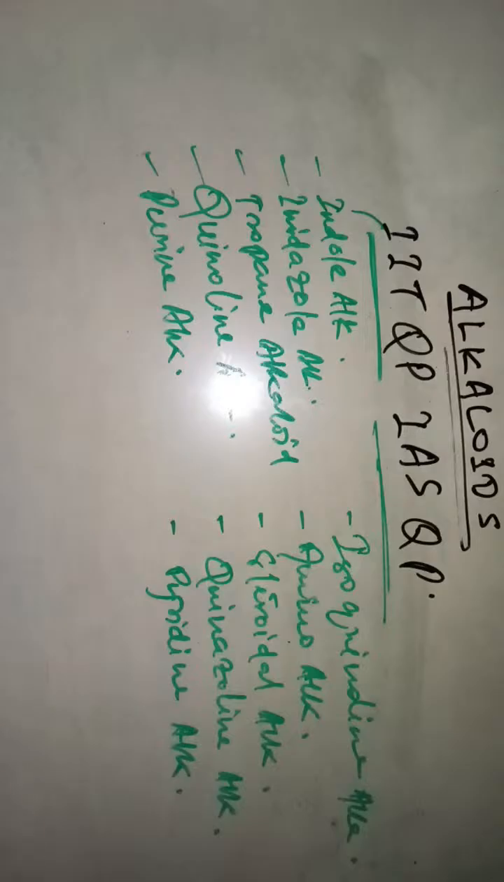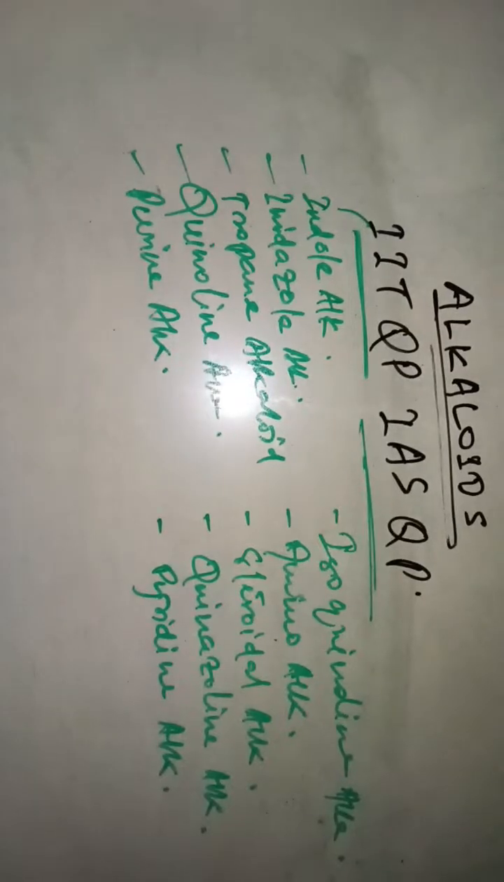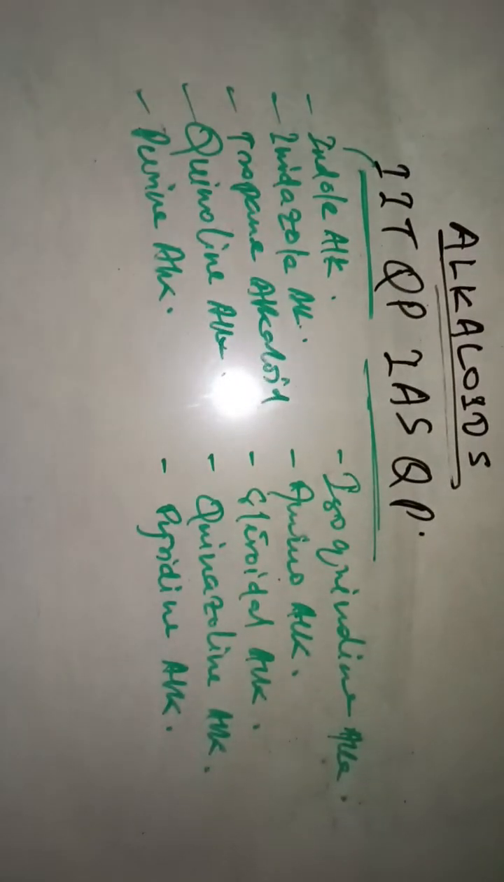Okay, so what are they? IAS question paper and IIT question paper. IIT question paper is indole alkaloid, imidazoline alkaloid, tropane alkaloid, quinoline alkaloid, purine alkaloid. IAS question paper is isoquinoline alkaloid, amino alkaloid, steroidal alkaloid, then quinazoline alkaloid and pyridine alkaloid. You have to remember that. Okay.